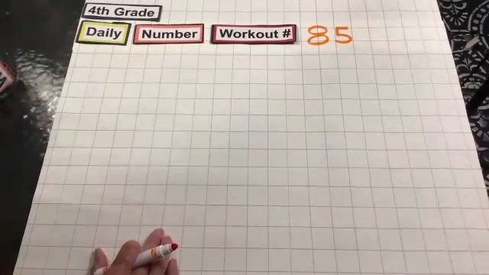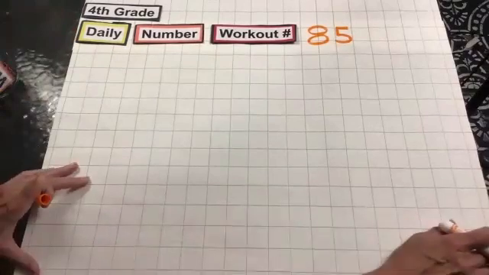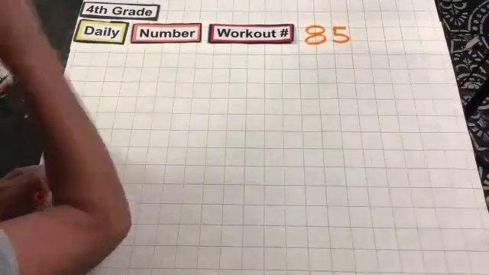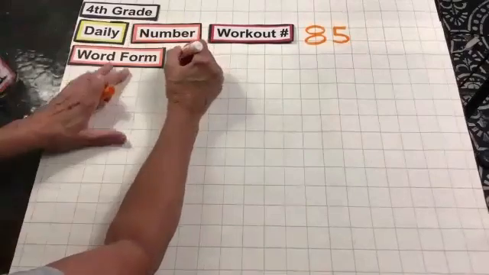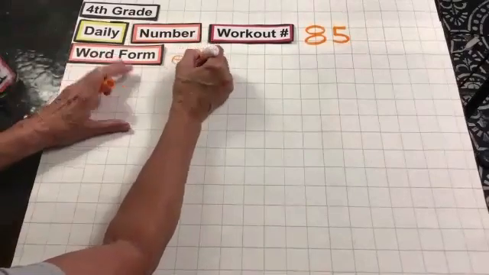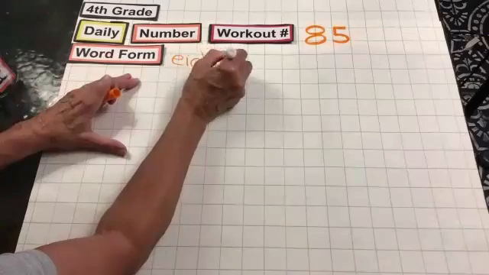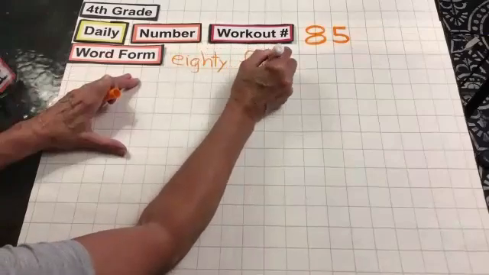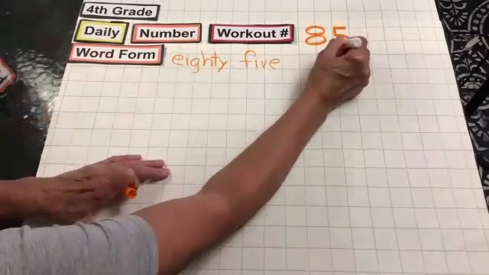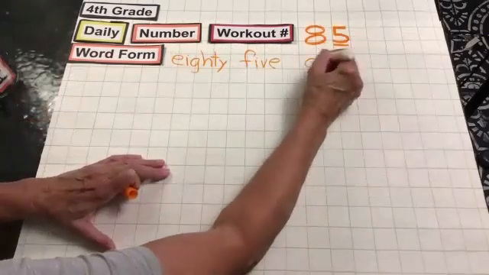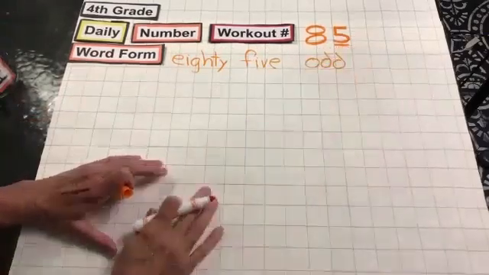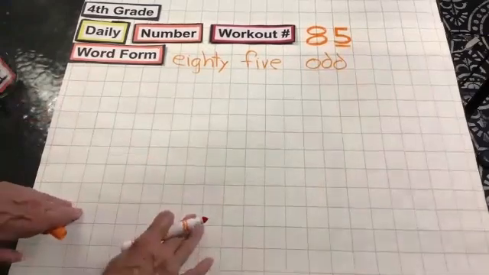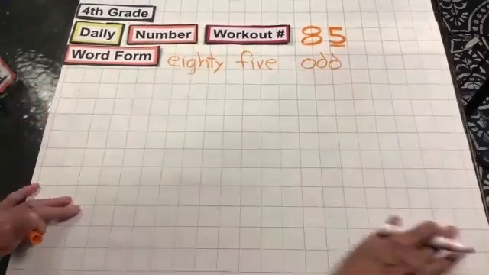Today for fourth grade, we're on the number 85. So let's get started writing it in word form. 85. And because the 5 is in the ones place value, it is an odd number. So I'm going to check to see how that looks. Okay, so here we go.